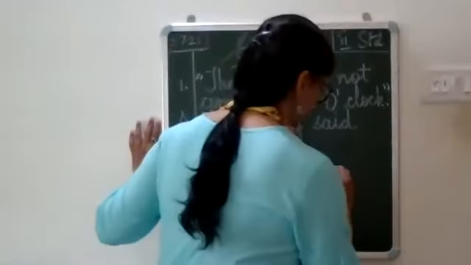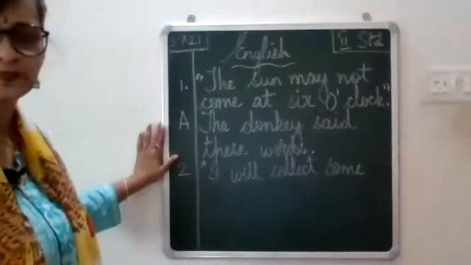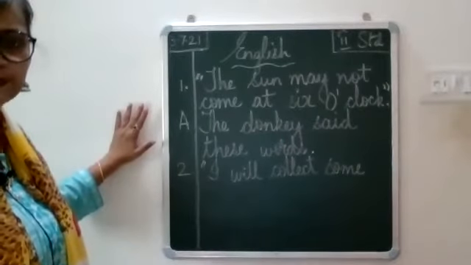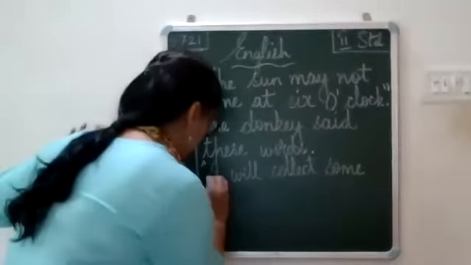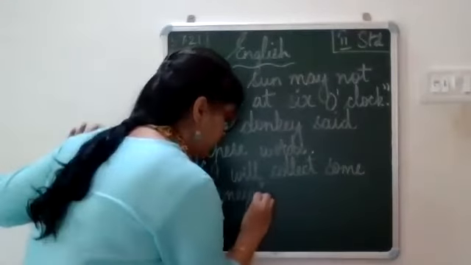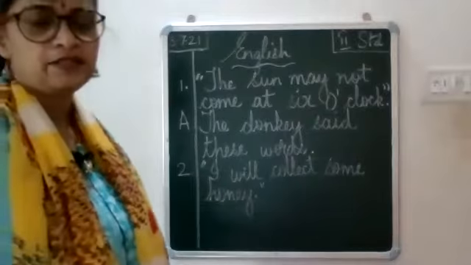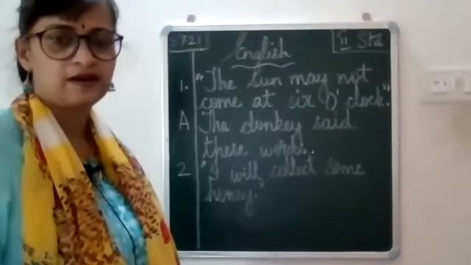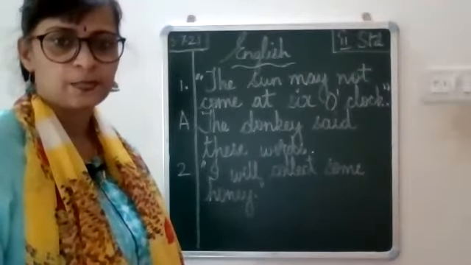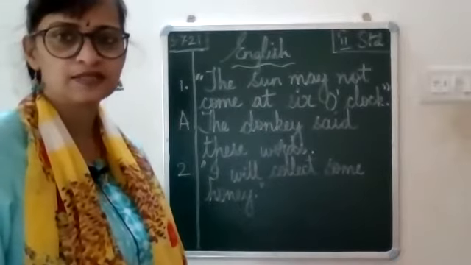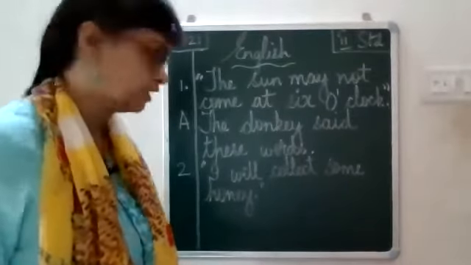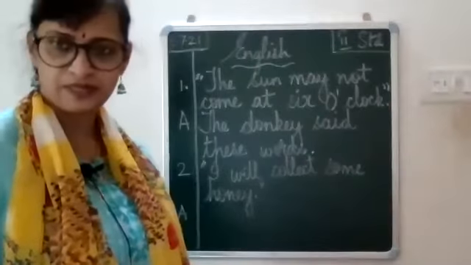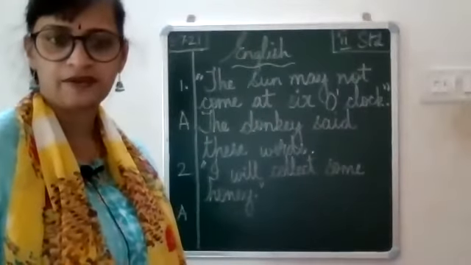Leave a finger space. Write down S-O-M-E, some. Leave a finger space. Write down H-O-N-E-Y, honey. Put a full stop and close the double quotes. Okay, I will collect some honey. Who said these words? Honey bee. Leave a line. Write capital A. Yes, very good. Leave a line. Write capital A for answer.